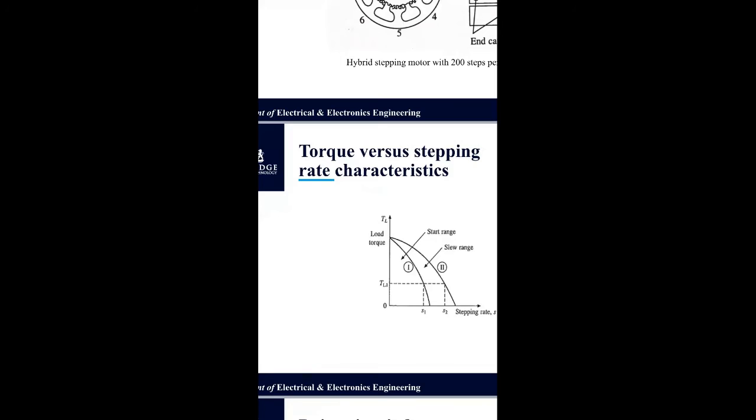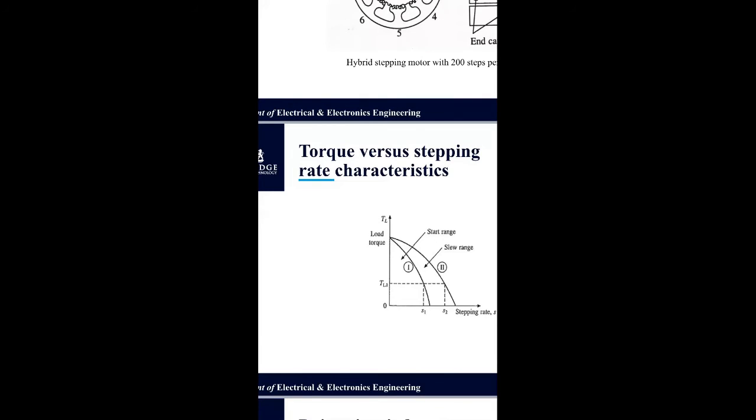1 and 2 are the two curves. As said, the values of a load torque and pulsating rate are such that the point of operation lies to the left of curve 1. Then the motor can start and also synchronize without missing a pulse. For example, for the load torque TL, the motor can start and also synchronize without missing a pulse if the stepping rate is less than S1.